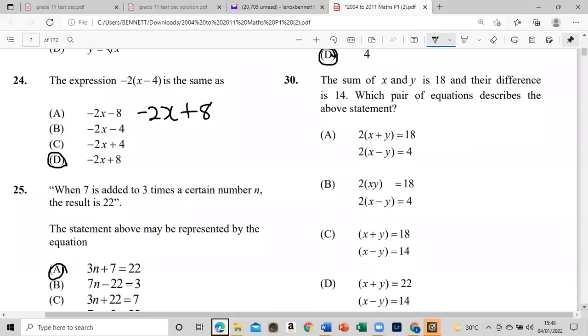The sum of x and y is 18 and the difference is 14. Which pair of numbers described the above statement? So x plus y is 18, x minus y is 14. So x plus y is equal to 18, x minus y 14.